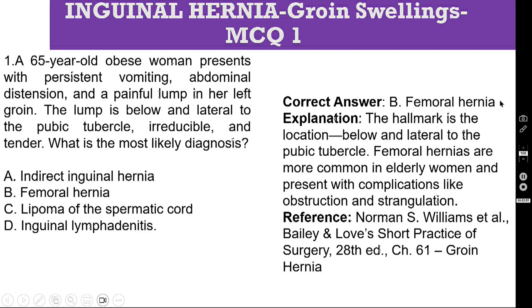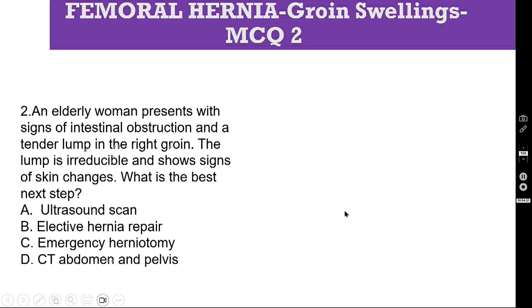Femoral hernia, because the hallmark is the location. That is the main thing. It is below and lateral to the pubic tubercle, so it is a femoral hernia. Femoral hernias are more common in elderly women, and present with complications like obstruction and strangulation. Here it looks irreducible and tender also, so it is already strangulated, so it is a Richter's hernia. Reference is from the famous Bailey and Love, 28th edition.